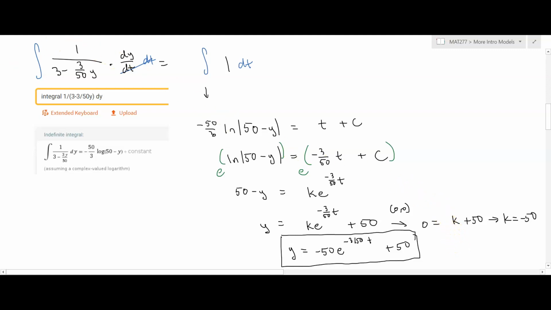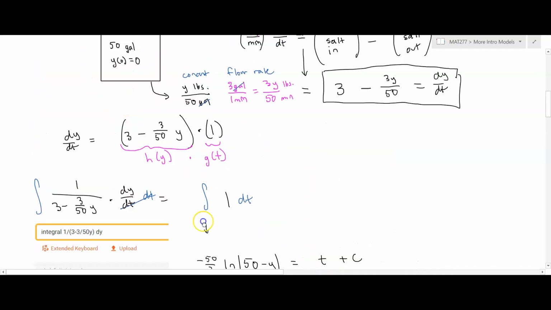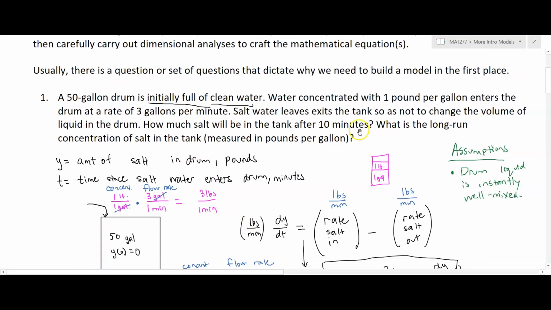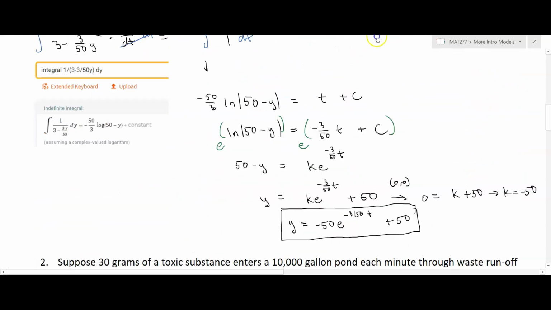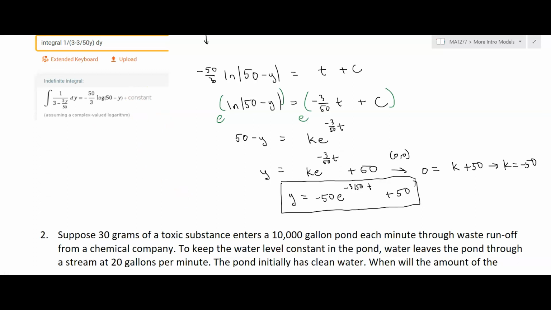Now I'm going to go over to Desmos and I'm going to graph this solution just so I can answer both these questions at the same time. So the questions, if you recall, were how much salt will be in the tank after 10 minutes and what is the long run concentration of salt in the tank. Okay, so here it's saying how much salt, so how many pounds of salt. But the next question is asking how many pounds per gallon will there be in the long run? How many pounds per gallon? So let's do this in Desmos.